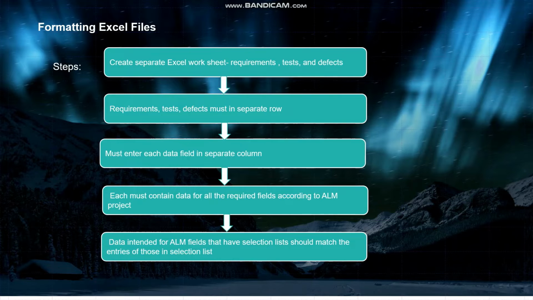Formatting the Excel file. These are the guidelines to format data in Excel. Create a separate Excel worksheet for ALM entities: requirement, test, and defect. We must enter each requirement, test, and defect in a separate row. We must enter each data field in a separate column. Each requirement, test, and defect must contain data for all the required fields according to your ALM project.